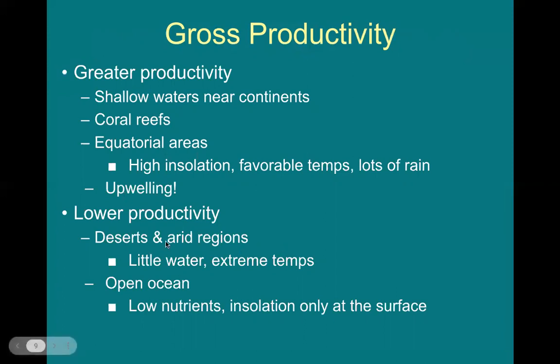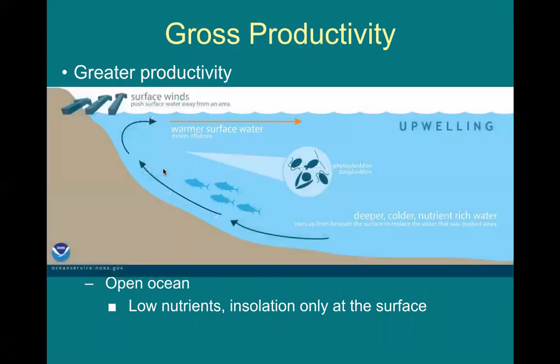And then those deserts and arid regions have a lot of limiting factors like the amount of water or extreme temperatures. So there's fewer plants. And the same with oceans, not a lot of nutrients out in the open ocean and only sunlight at the surface. So upwelling is one of the big factors here. This happens generally along coastal regions where the wind blows the surface water away to create kind of an open space so that deep water moves up to take the space of the surface water. And that deep water has a lot more nutrients that you don't find on the surface since they get used up on the surface.